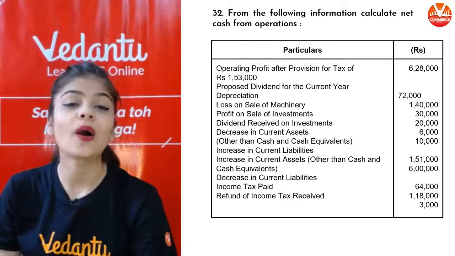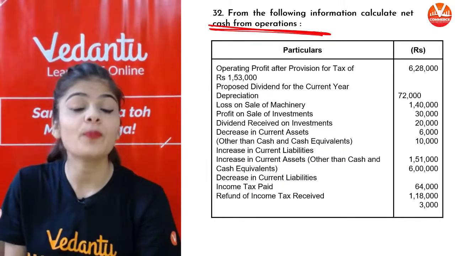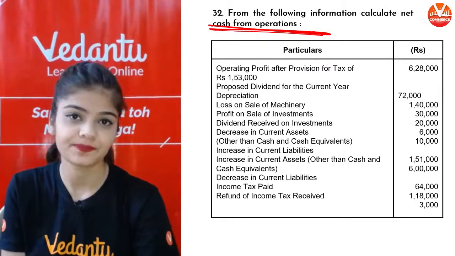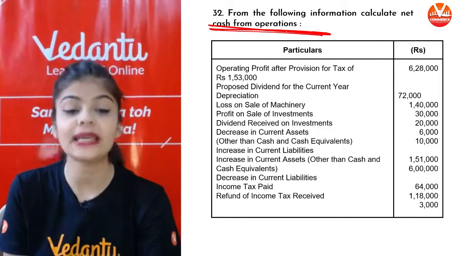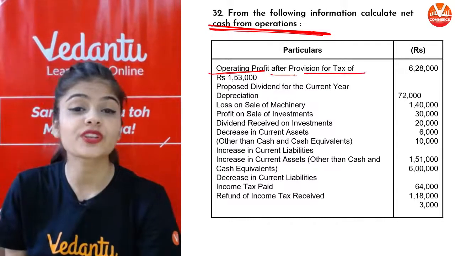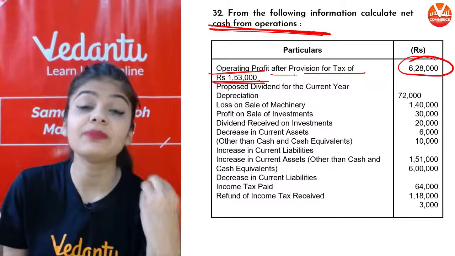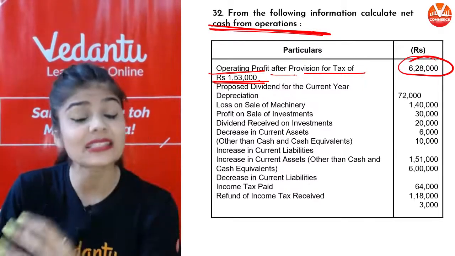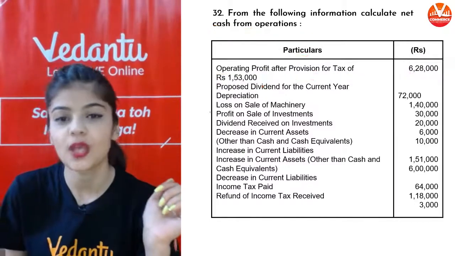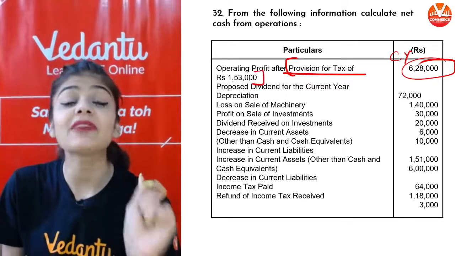So this is your last question of 6 marks, through which you have to calculate net cash from operation. We have to calculate cash flow from operating activity. Now you can see that operating profit after provision for tax of 1,53,000 is given 6,28,000. Operating profit given means current year profit is 6,28,000, and provision for tax is 1,53,000.